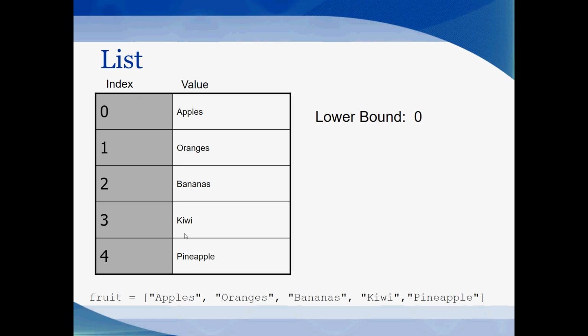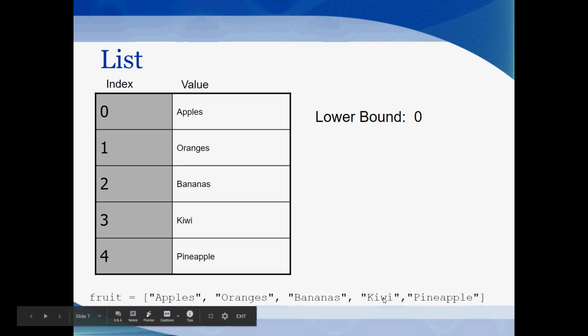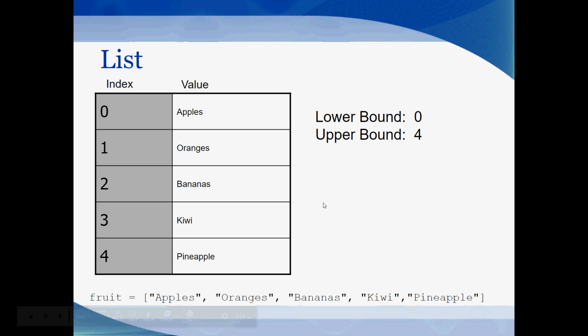So in this particular list, I have 1, 2, 3, 4, 5 items, but I have a lower bound of 0. So that means my upper bound is at 4. That gives me 5 items because 0 is a number. We're always kind of off by 1 since we start counting at 0. So lower bound is the lowest value in the list of the index position, and the upper bound is the uppermost value you can have. And so for this list size of 5, we'd have 0 through 4.